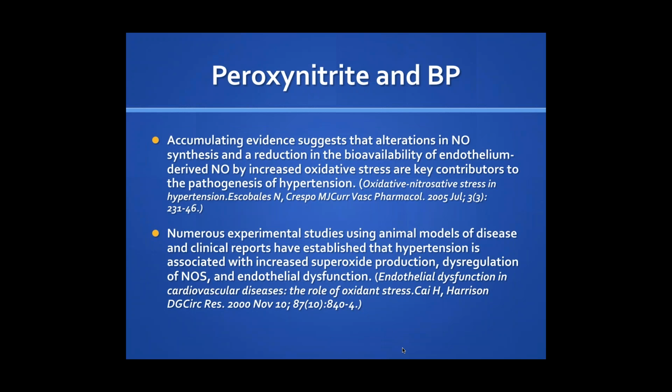So here are a couple of studies relating it to blood pressure issues. Accumulating evidence suggests that alterations in nitric oxide synthesis and the reduction in the bioavailability of endothelium-derived nitric oxide by increased oxidative stress are key contributors to the pathogenesis of hypertension. Numerous experimental studies using animal models of disease and clinical reports have established that hypertension is associated with increased superoxide production, dysregulation of nitric oxide synthase, and endothelial dysfunction.